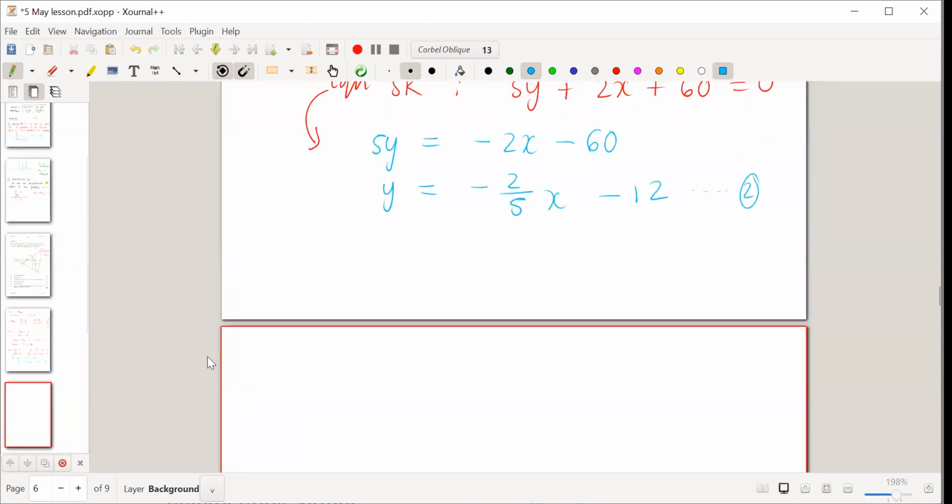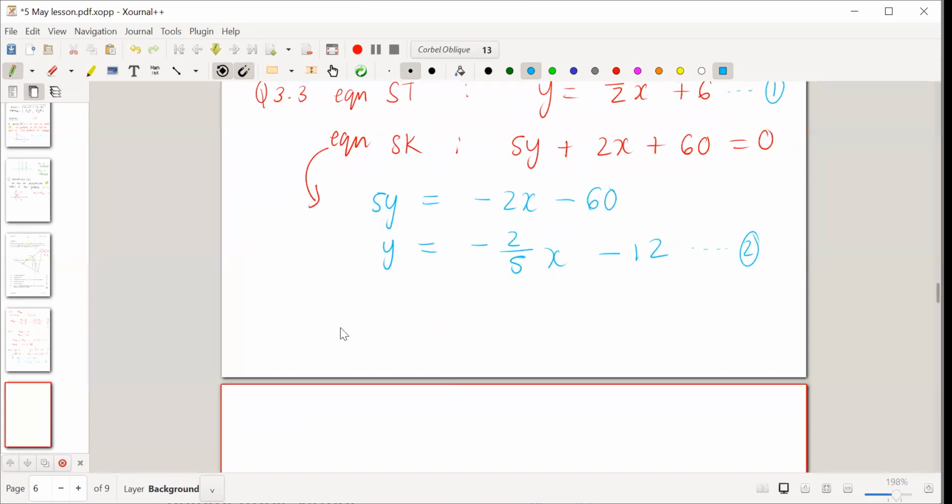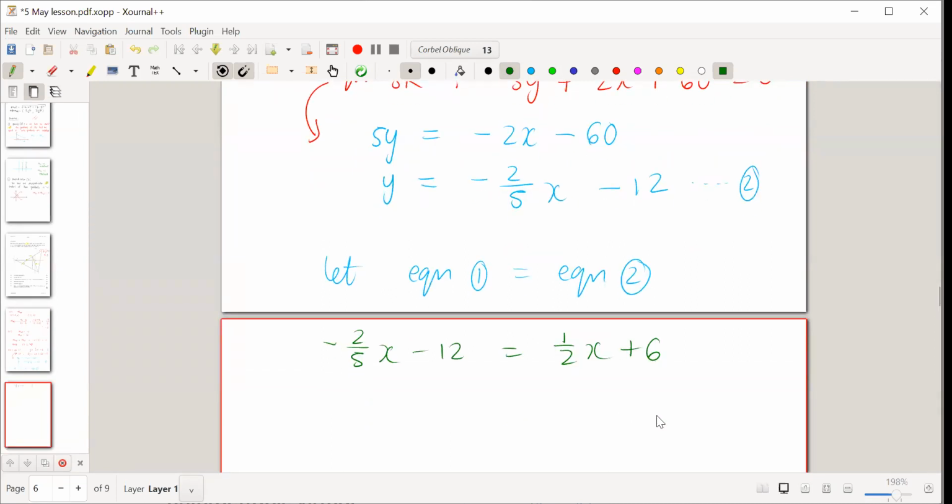What we're going to do is we're going to equate them. So we're going to let equation 1 equal equation 2, and then we're going to solve. So let's proceed to solve. So we've got minus 2 over 5 x minus 12 equals a half x plus 6, and we solve for x. And once we're done, we'll take that x value, plug it into one of the equations, and we get out the value for y. So let's proceed.